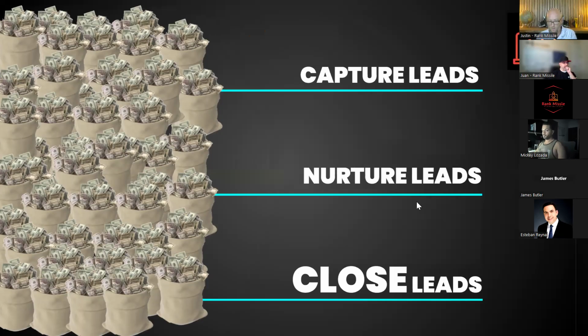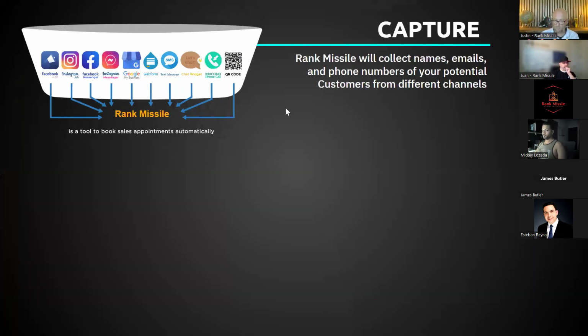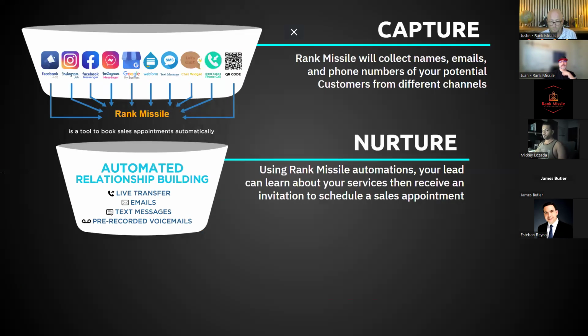And so our system allows you to collect names, emails, phone numbers, and more of your potential customers from different channels like Facebook, Instagram, Google My Business, WhatsApp, QR codes, web forms, text messages. And Rank Missile is a tool. It books the sales appointments automatically.